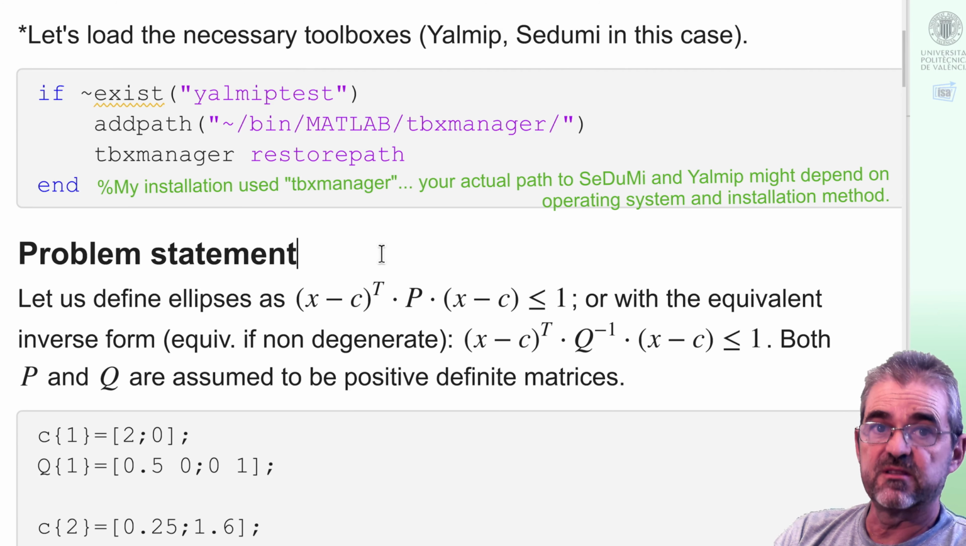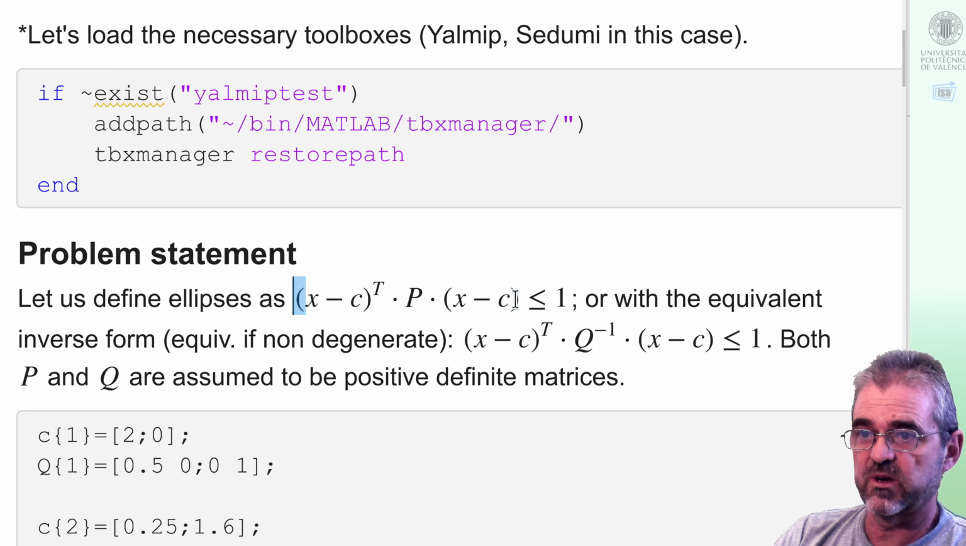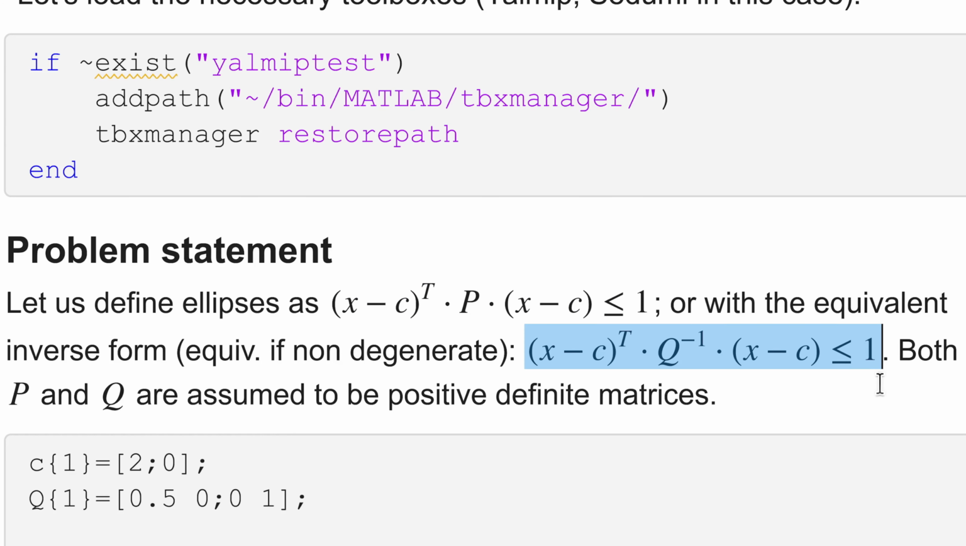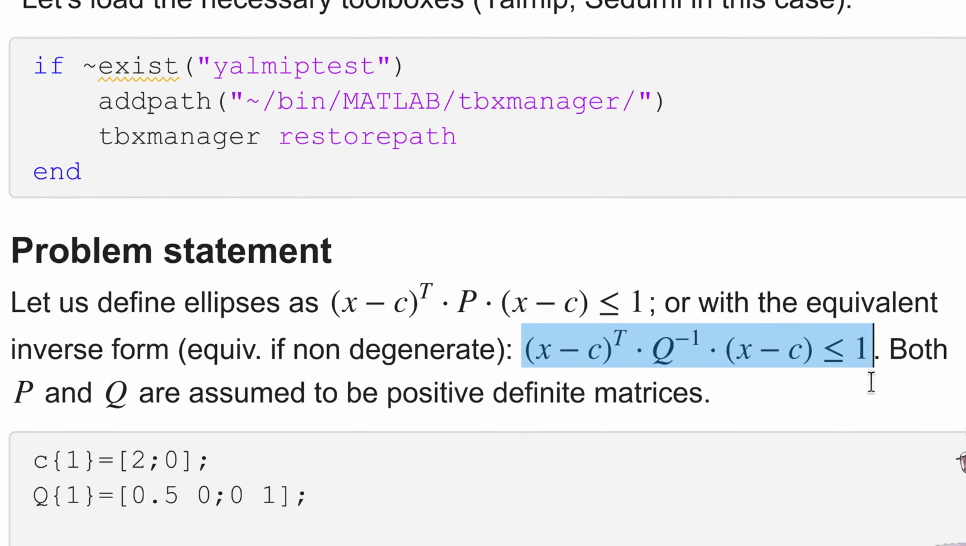And my problem statement is based on ellipses. This quadratic inequality is an ellipse of center c and shape matrix, let's say P, or if P is the inverse of Q, I can also express the same in equivalent form. And of course, if P and Q are positive definite matrices, these expressions are equivalent. Otherwise, we may have degenerate ellipses, cylinders, hyperboloids, or whatever, which are not in the scope of what we are going to do. So let us define the ellipses.